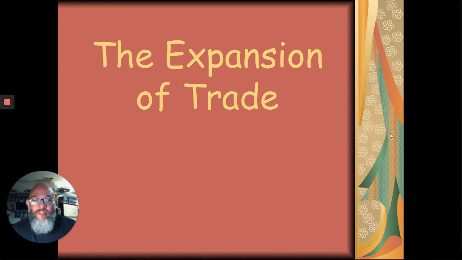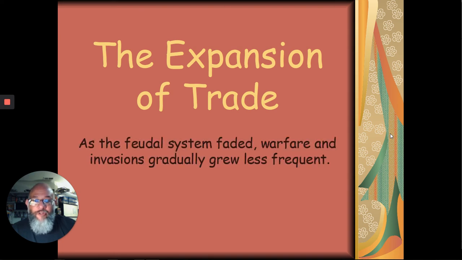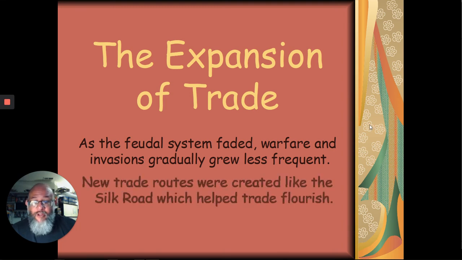All right, the next item is the expansion of trade. I'm going to write this down. As the feudal system faded, warfare and invasions grew less. There was more stability. New trade routes were created, like the Silk Road, which helped trade flourish. When you have peace, when you have less conflict, when you have less people fighting, trade will flourish. That's one of the biggest reasons why in our society, in our world, people do their best to not have wars. Because when you have wars, this all ceases.